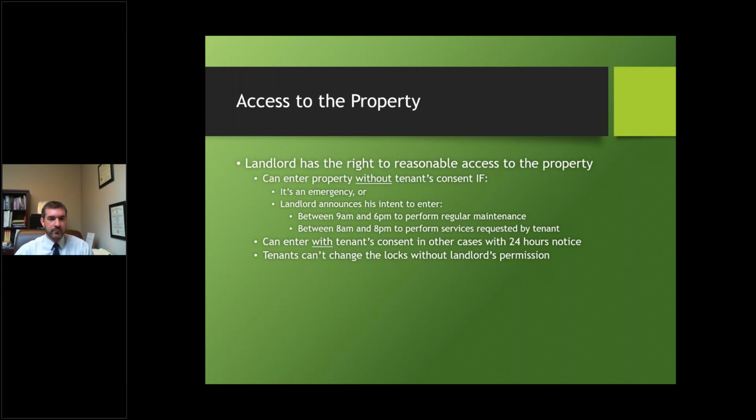Now, one thing that the law prohibits, the landlord cannot use the right of access to interfere with and annoy and harass the tenant. So if it's like every 48 hours the tenant is getting a visit from the landlord, that could be harassment, and that's not the purpose of the statute. That's not the intent of the statute, and that's prohibited. Of course, the tenant can't change the locks without the landlord's permission.